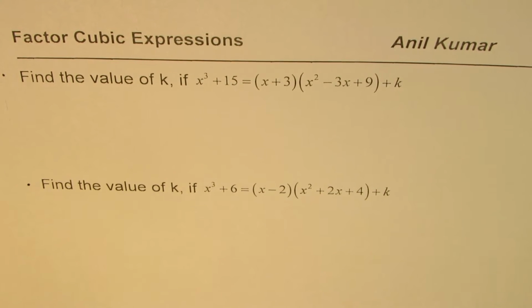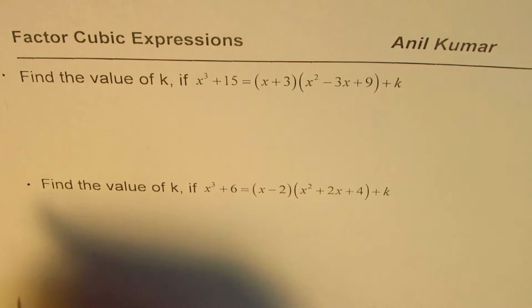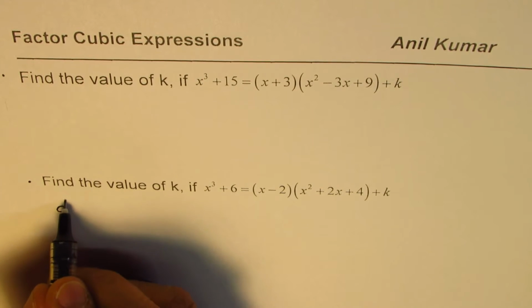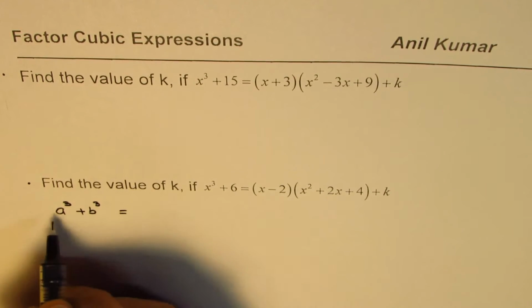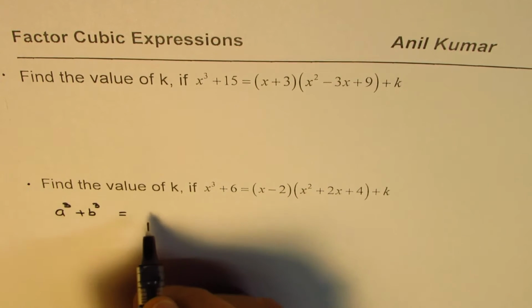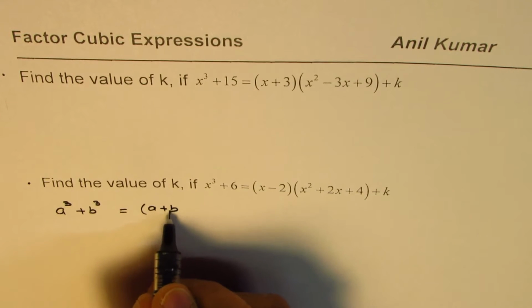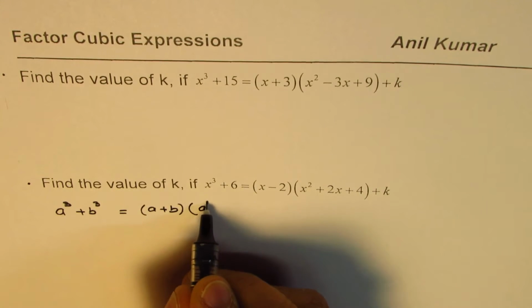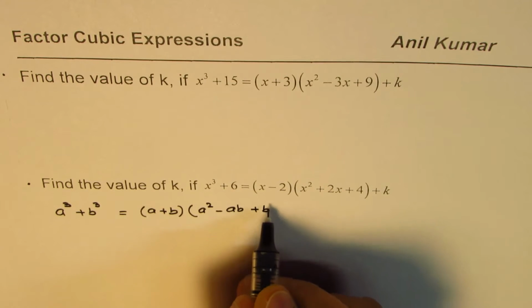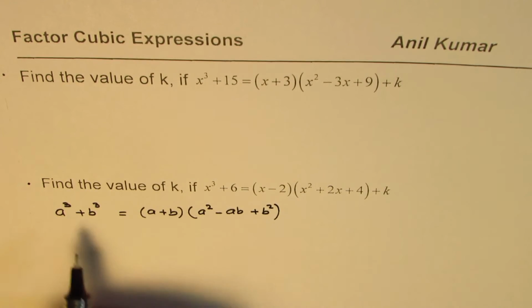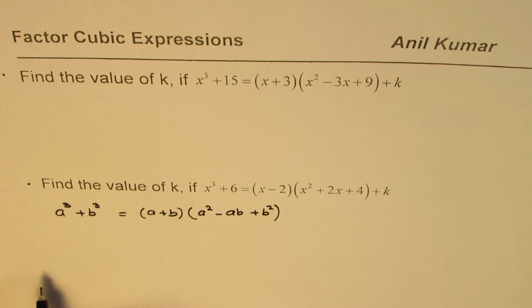Now to begin with, let me remind you the formulas. If I have a cube plus b cube, how do you factor this? The formula is a plus b times a squared minus ab plus b squared. So that is how you factor the sum of cubes, correct?